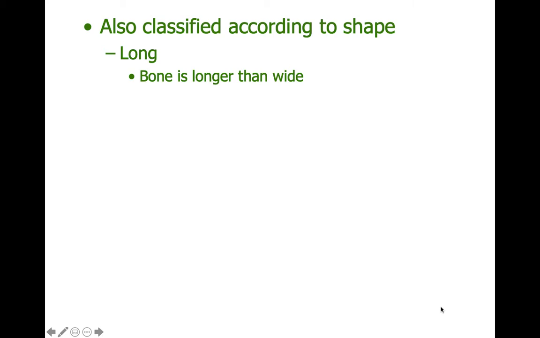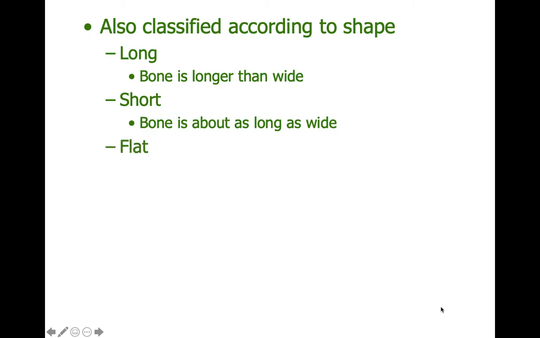But we also have to think of our phalanges, right? They're not terribly long, but they certainly are longer than they are wide. We have short bones, which are going to be, you got it, short. The bone is about as long as it is wide. An example of a short bone, I probably should have looked this up before I started, would be a carpal, a wrist bone.